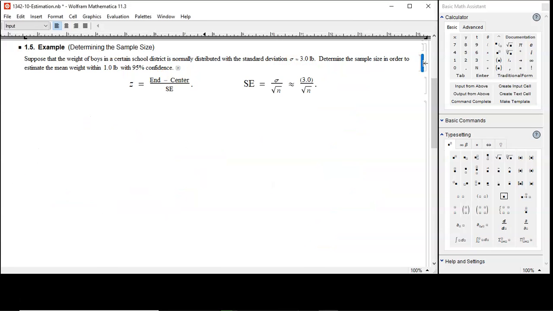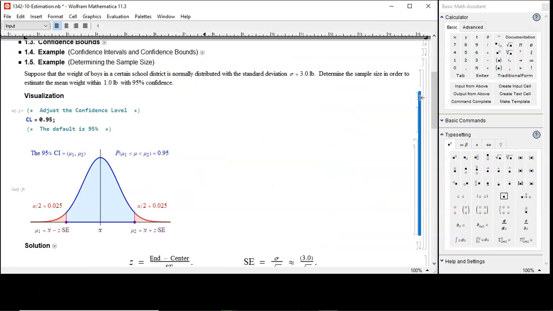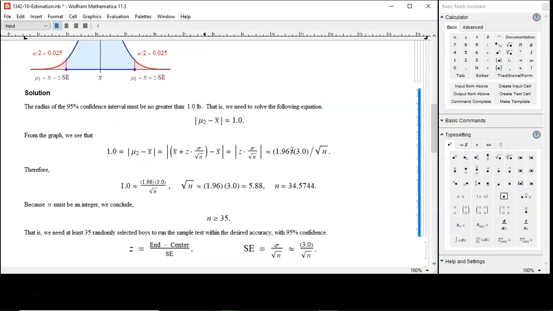Okay, what do we have here? The visualization is like this. And then this radius is 1.0. So let's see.